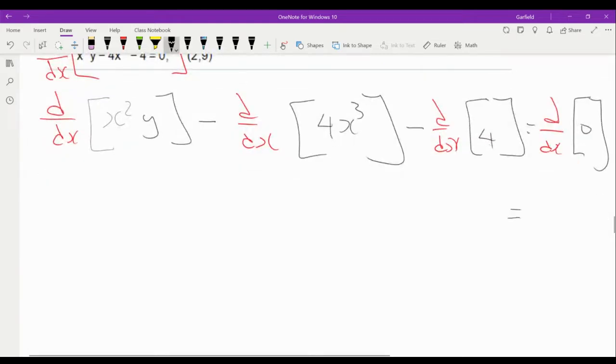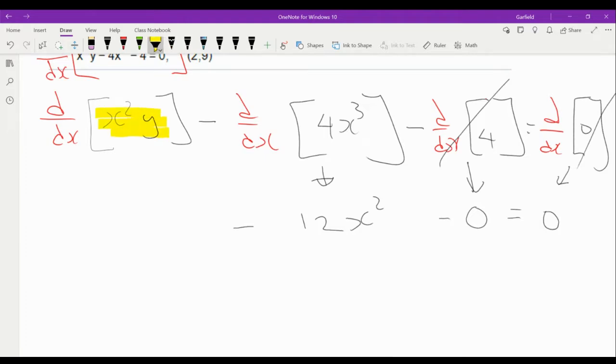So what's the derivative of 0? 0. What's the derivative of the 4? 0. So those two actually go away. What's the derivative of 4x to the third? 12x squared. 12x squared. I agree. Now here, let's look at this piece now.